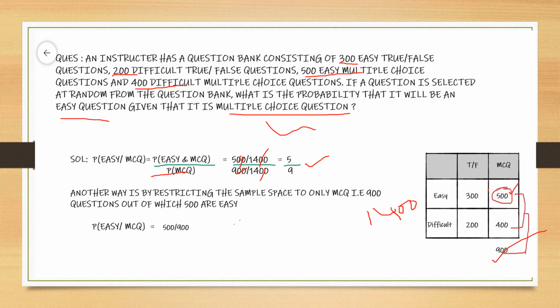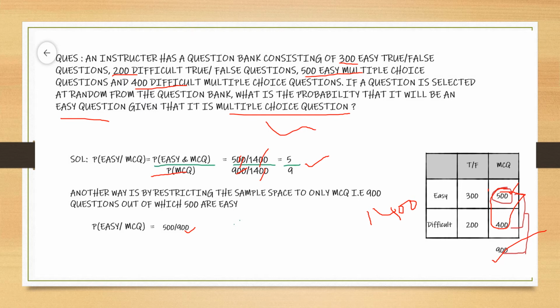Now what happens is that my sample space changes. The probability of an event means number of favorable cases upon total cases. So now, as one of the events has already happened, that is MCQ questions, my total sample space, the total possible outcomes, is now restricted only to the MCQ questions. No true false, because true false has no connection with it. So the MCQ questions are 500 plus 400, that is 900. So my total possible outcomes are restricted to 900.